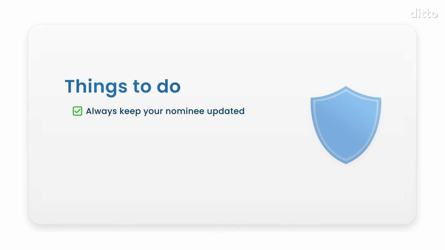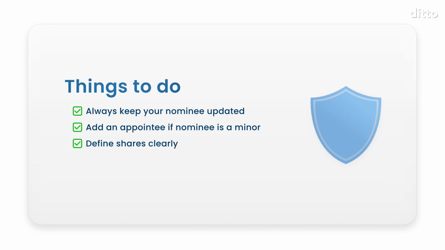So, what should you do? Always keep your nominee updated, especially after major life changes, and add an appointee if your nominee is a minor. Define shares clearly if you have multiple nominees. And if you want airtight legal clarity, write a will that matches your policy intent.